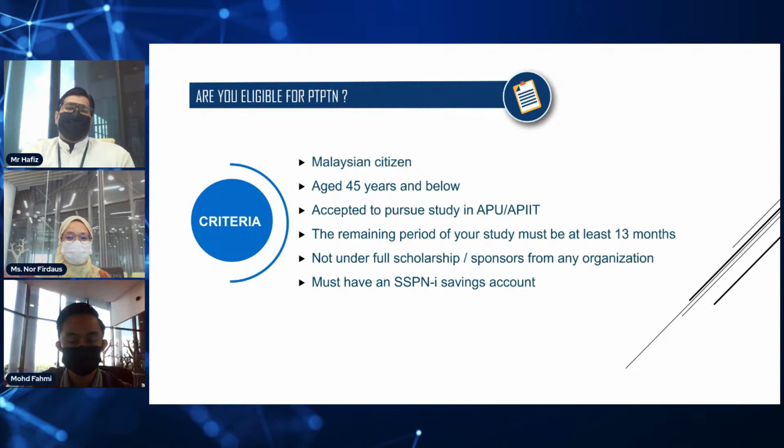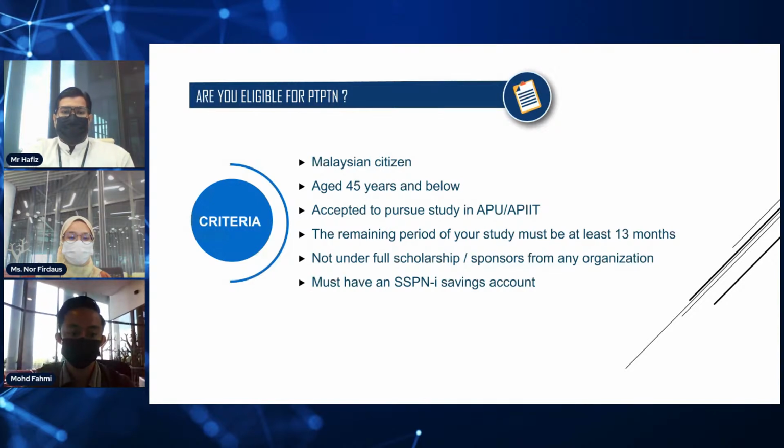This means, let's say you are not planning to apply for the PTPTN loan from the beginning of the course, however, later maybe you have some limited financial resources or any financial problem, and you want to apply for PTPTN, so you need to ensure that the remaining period of your course must be at least 13 months by the time you are applying for the loan. Also, you are not under any full scholarship or sponsorship from any organization, and also you must have an SSPN-I saving account in order to apply for the PTPTN loan.